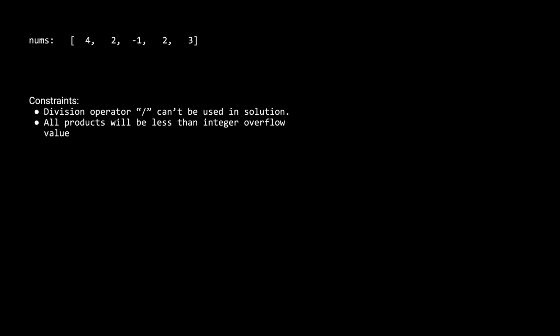overflowing. Something to point out is that for the purposes of this problem, we will not consider the array returned to be extra space. So for this particular example, we would return this array. You can see how -12 is the product of all the numbers except the 4. So 2 times -1 times 2 times 3. -24 is the product of 4 times -1 times 2 times 3. 48 is the product of 4, 2, 2, and 3, and so on and so forth.